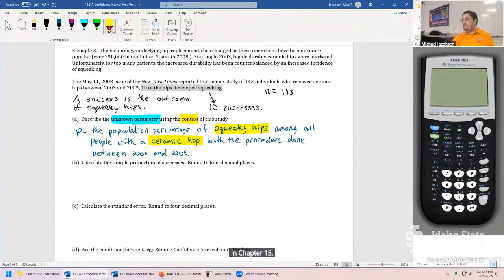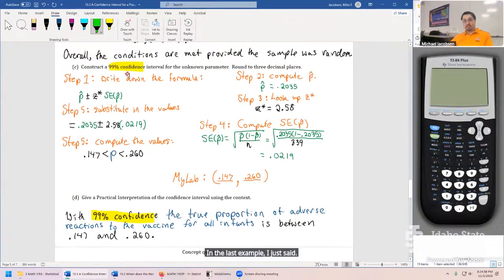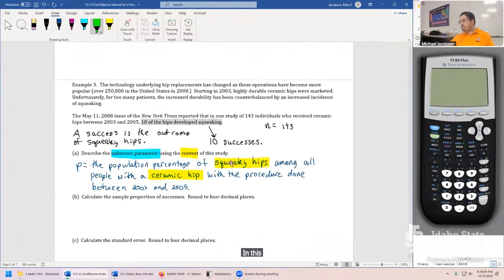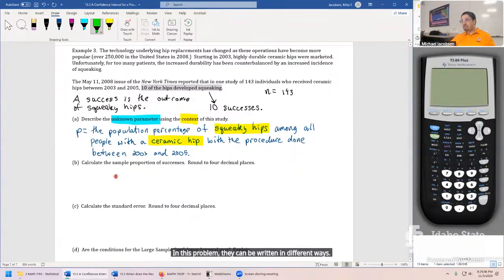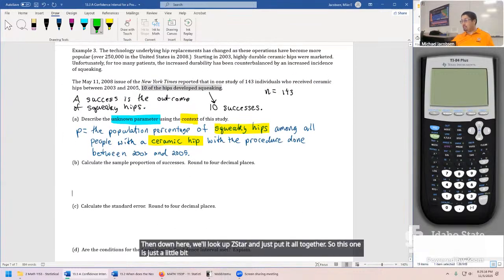But now we're breaking down the confidence interval procedure into just parts. These questions can be asked in different kinds of ways. In the last example, I just said, construct the interval. So we did all the parts right here. In this problem, they can be written in different ways. It's giving us all the components. We'll do the sample proportion, the standard error. Then down here, we'll look up Z star and just put it all together. So this one is just a little bit more broken down.